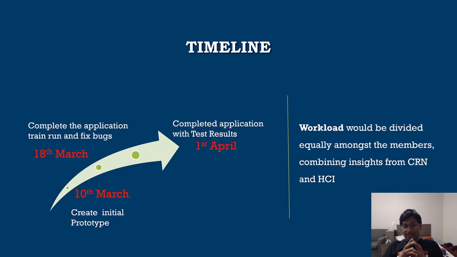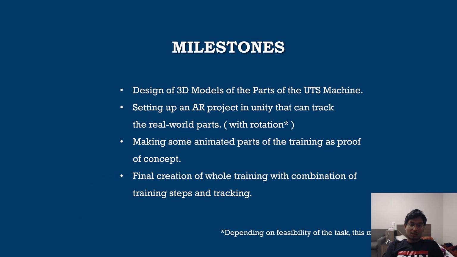The workload is evenly divided between members of the CRN and HCI labs. The milestones we are looking at are: first, design of 3D models of parts of the UTM machine, as an .obj file, and export it into Unity and program it. Then, setting up an AR project in Unity that can track the real-world parts with rotations, and making some animated parts of the training as a proof of concept. Finally, creation of the whole training with a combination of training steps and tracking.